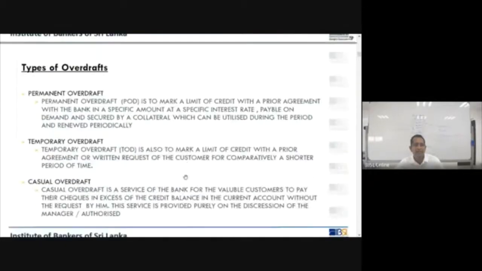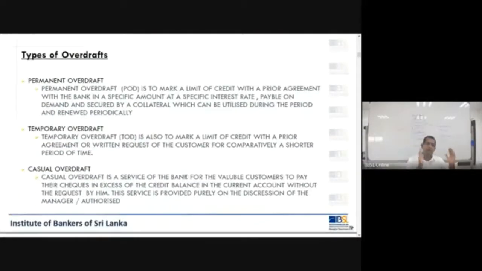Then there are 3 types of overdrafts: permanent overdraft, temporary overdraft, and casual overdraft. Permanent overdraft is again a limit marked over and above the customer's credit balance. We grant it at a specific interest rate.